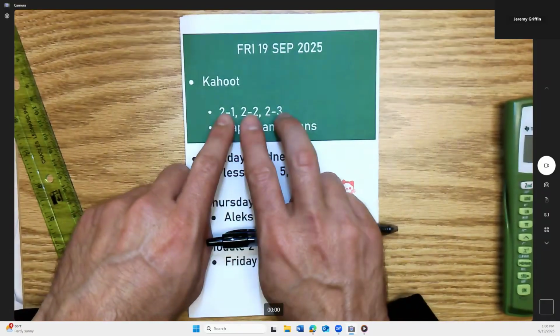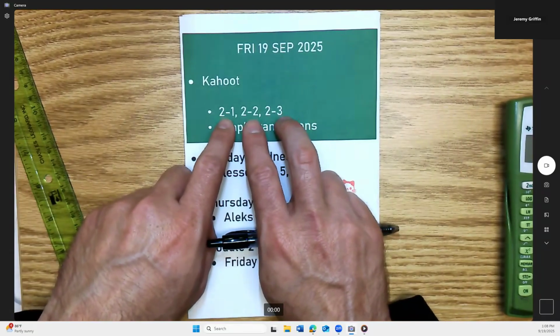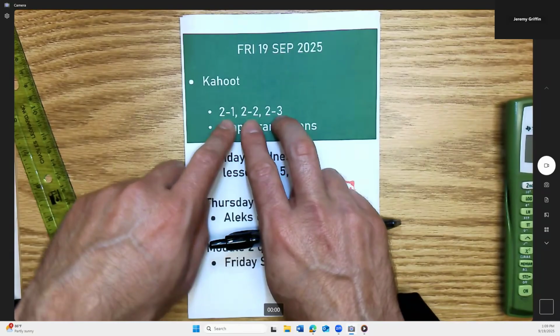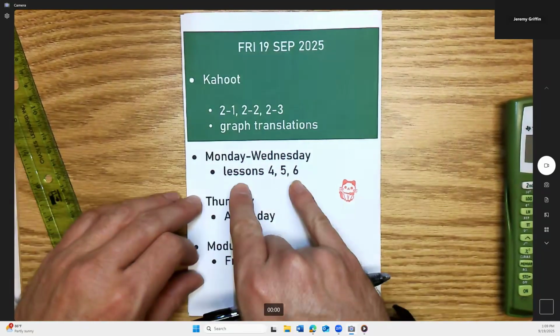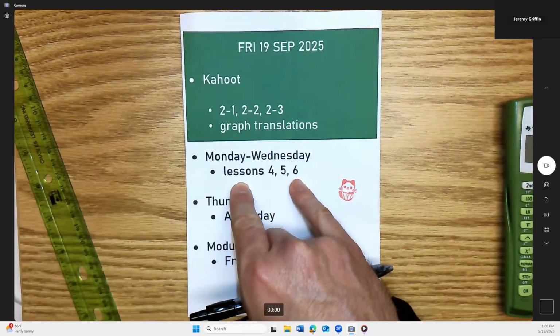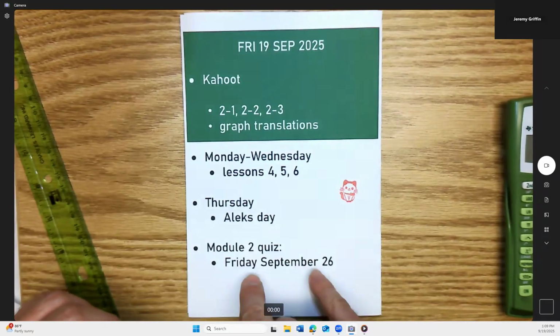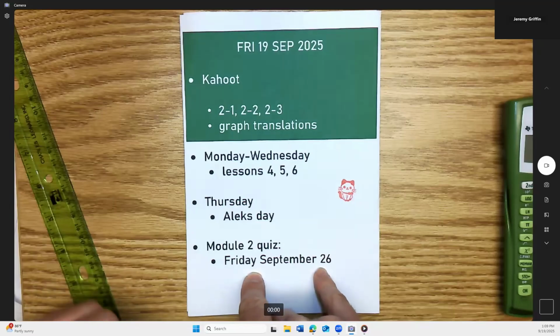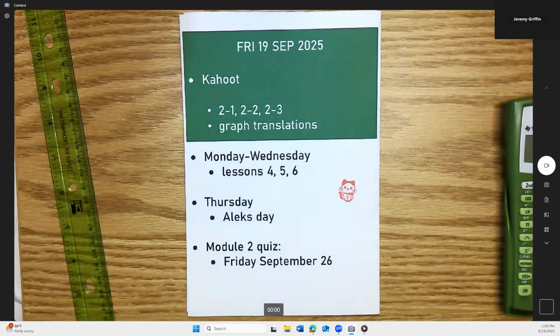And then I created another Kahoot that I pulled 3 or 4 puzzles from each of Monday, Tuesday, and Wednesday, packaged together. So here's what next week looks like. Monday through Wednesday, we'll hit the second half of Module 2, so lessons 4, 5, and 6. Thursday will be another Alex day, and then your next quiz is Friday, one week from now, and that will be on all of Module 2, which, as of now, we are halfway through.